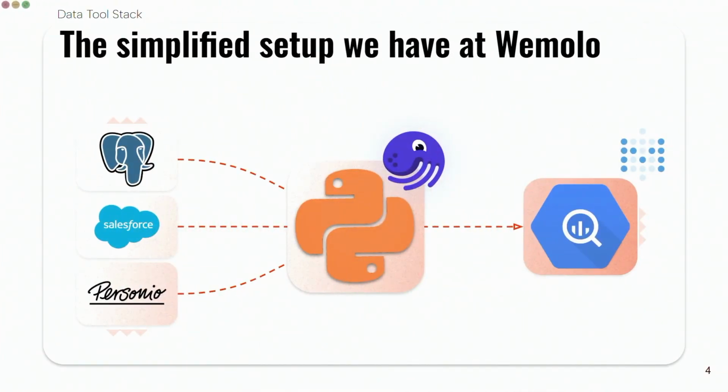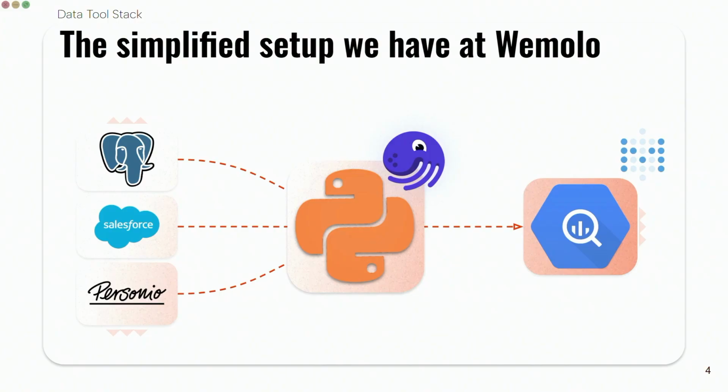So, a very, very simplified data stack that we have. We have way more than that. Just to explain a little bit our situation, we have many sources. We have Postgres, we have Salesforce, we have Personio. We sync everything using mostly Python, but also other tools in the middle. We have an orchestration tool called Dagster. If you don't know it, it's fine. It's similar to Airflow. And then we sync everything to one main warehouse, which is BigQuery.